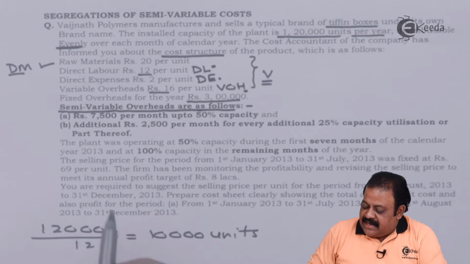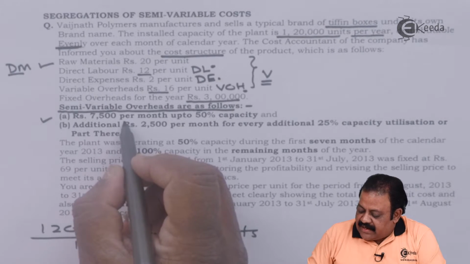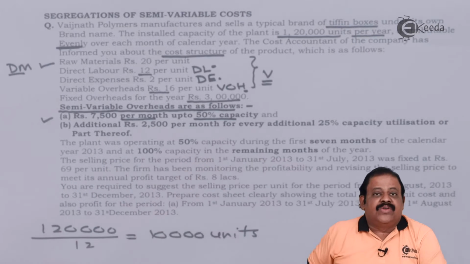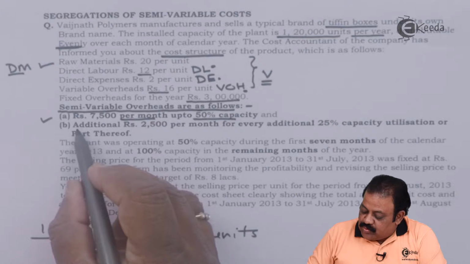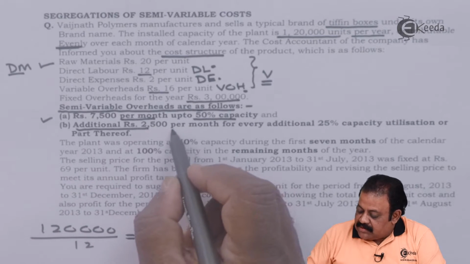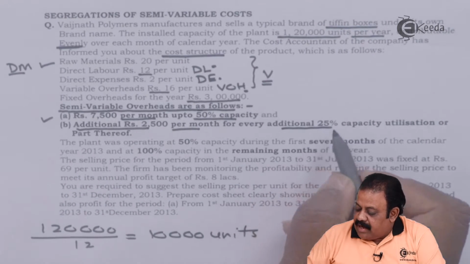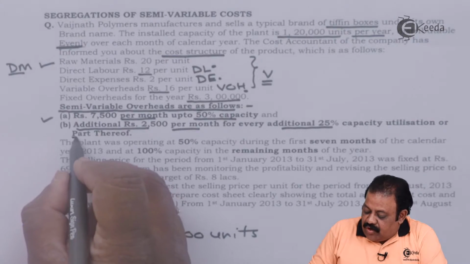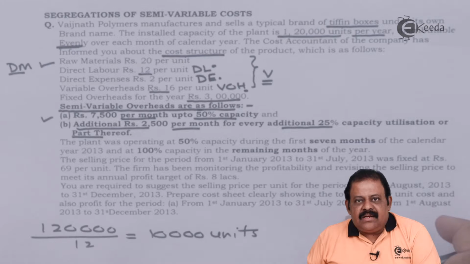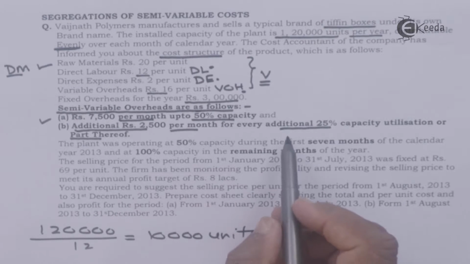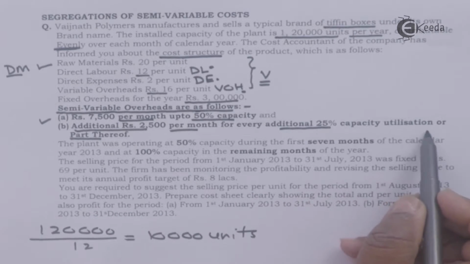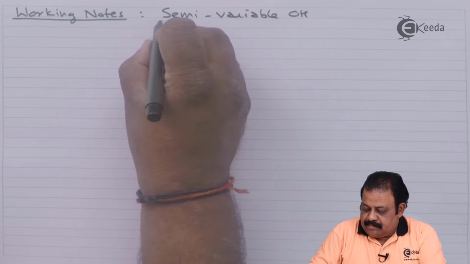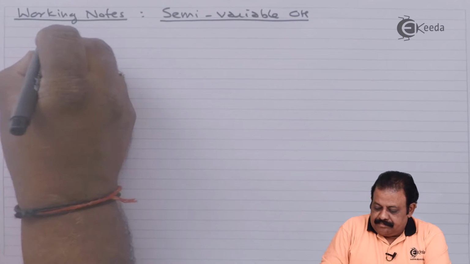Here they say rupees 7,500 per month up to 50% capacity utilization. Additional 2,500 per month for every additional 25% capacity utilization or any part thereof. What does it mean?